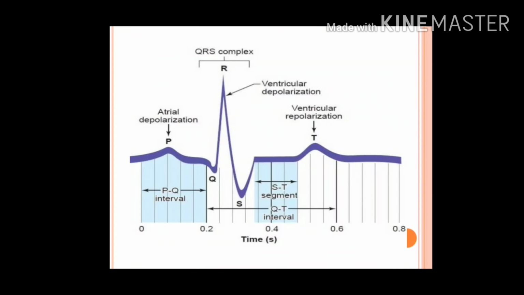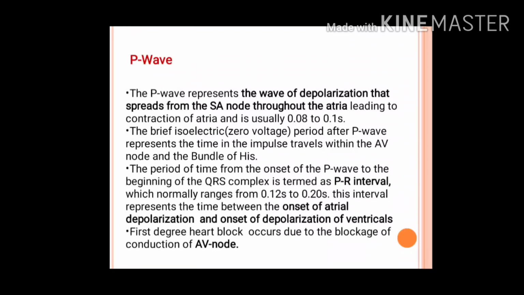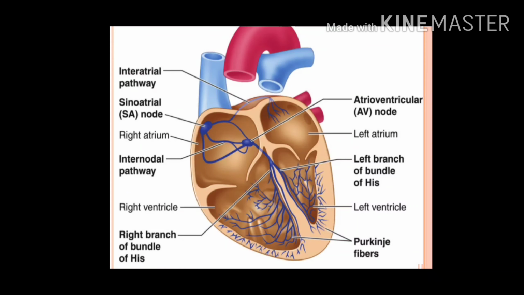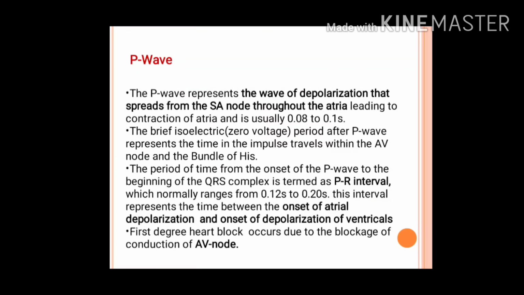So you can see after P wave there is a decrease in the wave, and this is due to the conduction of the wave through the AV node and the bundle of His. So as I've told you, the electrical impulse which is generated at the SA node is traveled downward. So this traveling time is the isoelectric period, and this is causing or initiating depolarization of the ventricles.